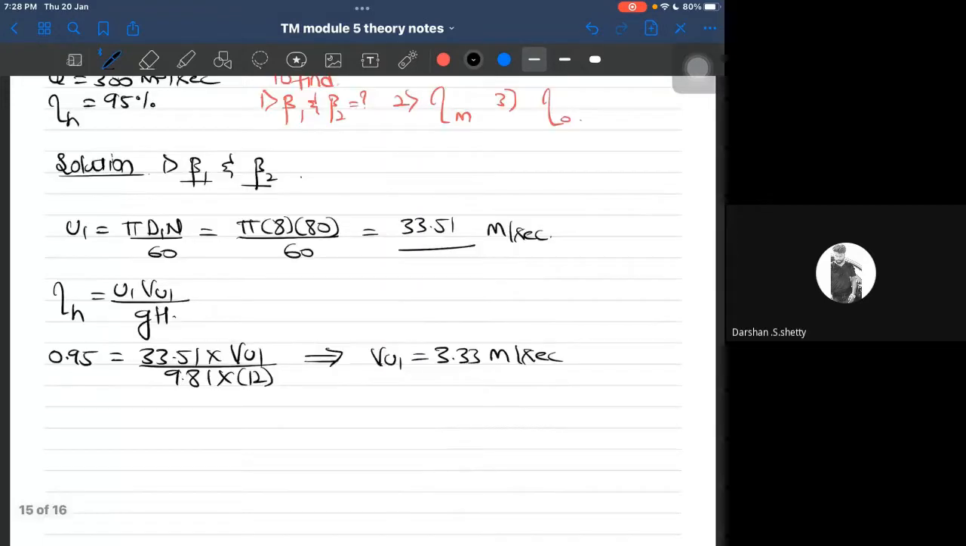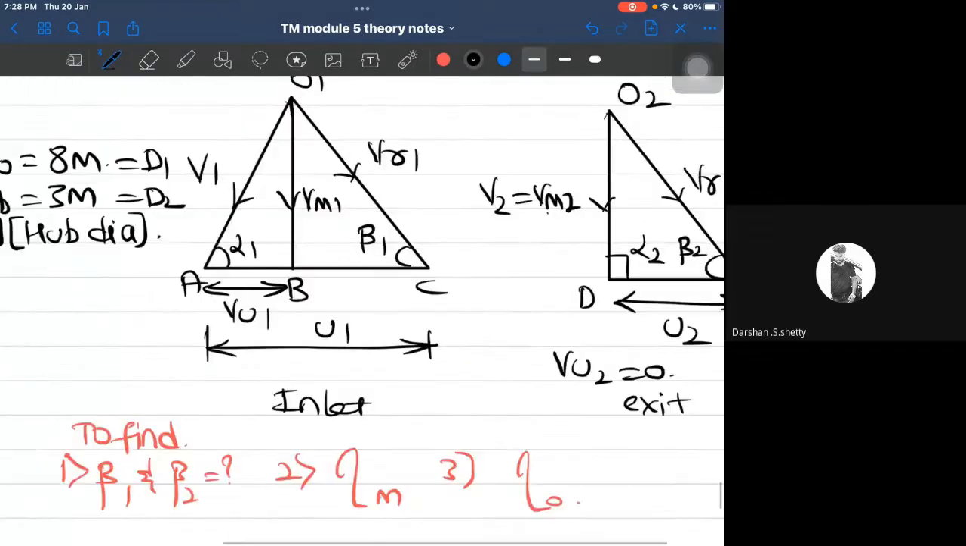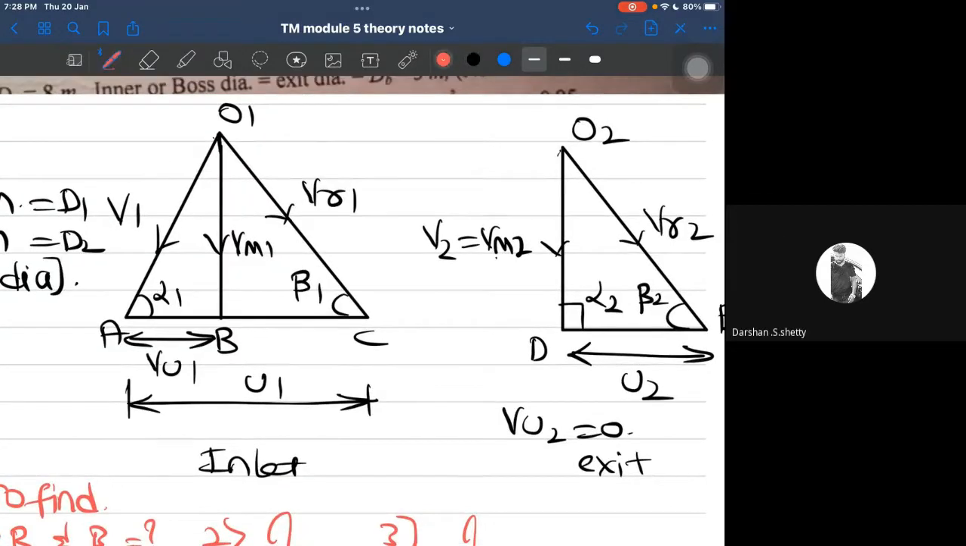I will just write down whatever I have calculated here. I have calculated the value of U1. How much is it? 33.51. VU1 I have calculated. It is 3.33. So this much I have calculated now. Is anything else given in the problem? I guess nothing is given.